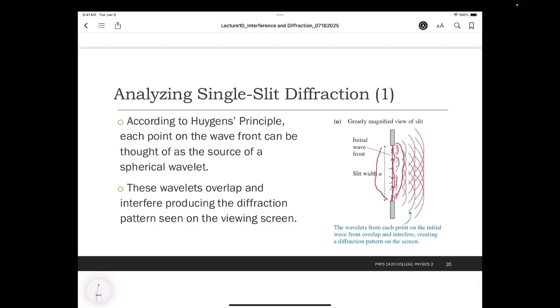These wavelets overlap and interfere, producing the diffraction pattern seen on the view screen. For example, here is the view screen, and the wavelets from each point on the initial wavefront overlap and interfere, creating a diffraction pattern on the screen. Here is the screen. Does it make sense to you?